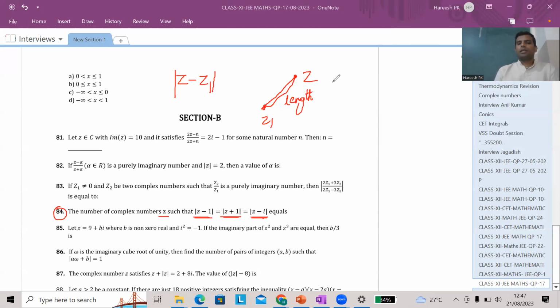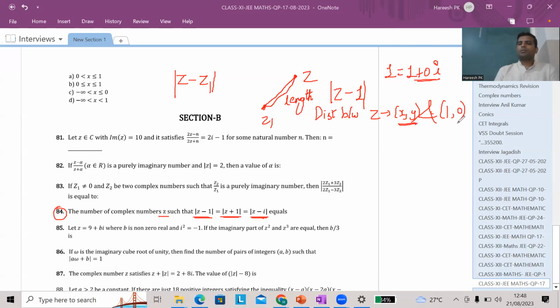So now when I say mod of z minus 1, it means the distance between z, which is nothing but x comma y, and 1. How do I write 1 in the complex plane? 1 is 1 plus 0 iota. So what is mod z minus 1? It is the distance between x comma y and 1 comma 0.